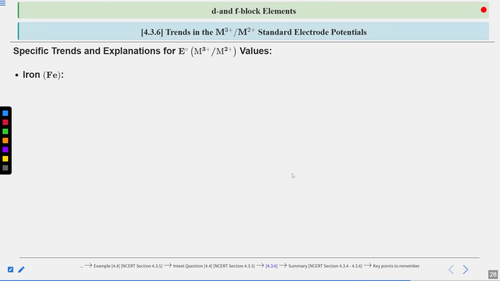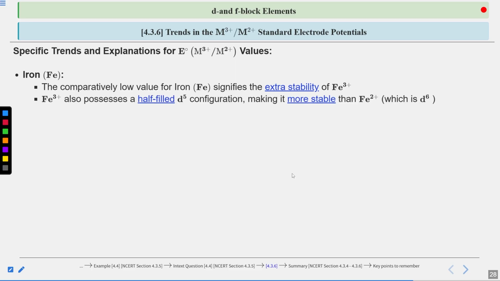The next one is iron. Comparatively low value for iron signifies extra stability of iron 3 positive. So iron in the 3 positive is having extra stability. Why? Because iron 3 positive also possesses half filled, that is D5 configuration.